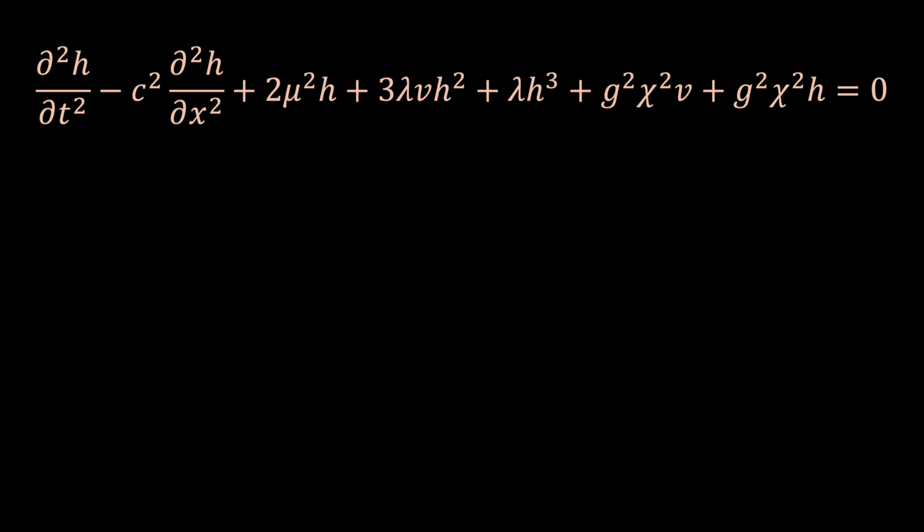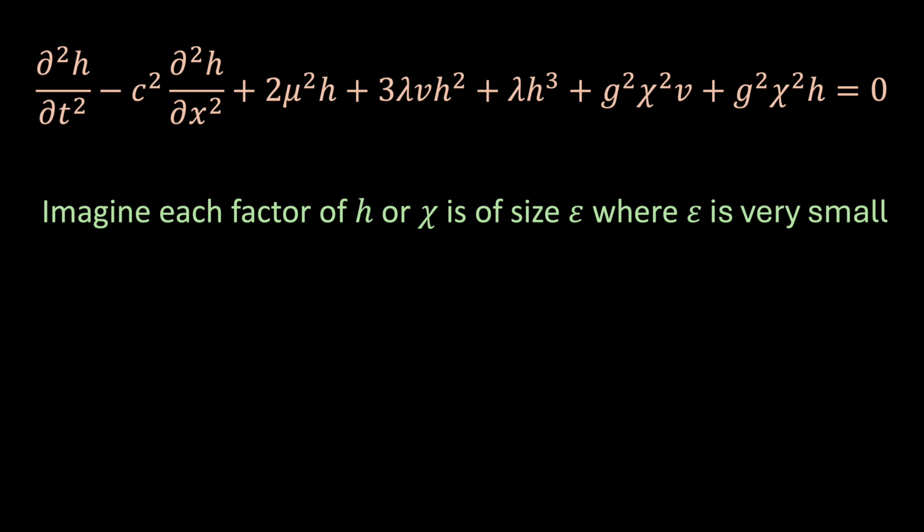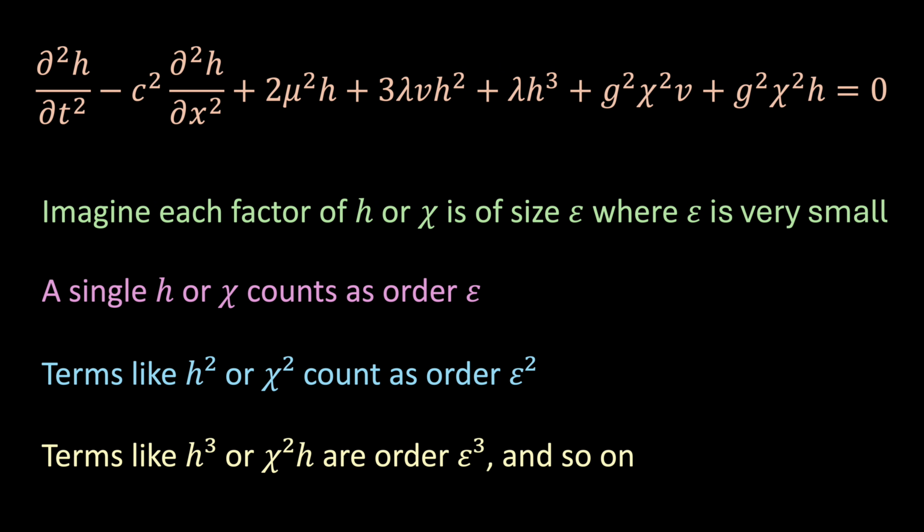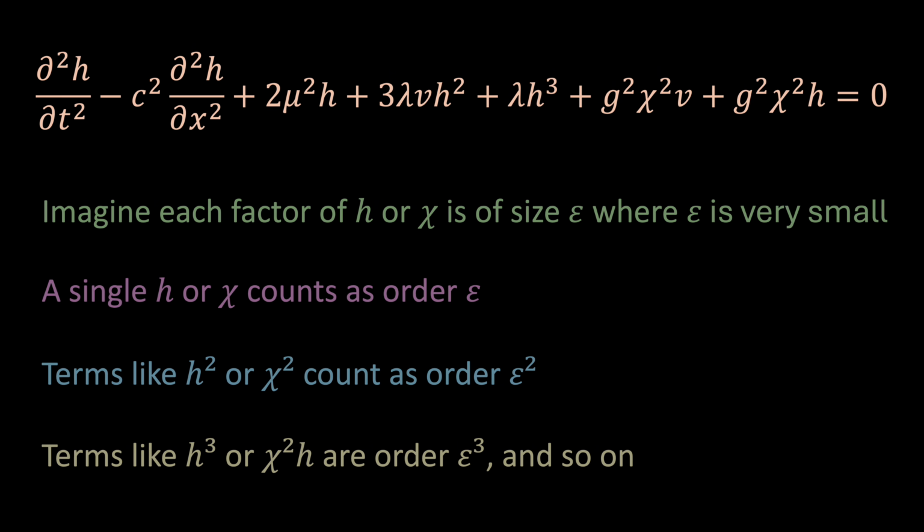To keep track of this, imagine each factor of h or chi is of size epsilon, where epsilon is very small. Then any term in the equation containing a single h or chi counts as order epsilon, whereas terms like h squared or chi squared count as order epsilon squared, and terms like h cubed or chi squared h are order epsilon cubed, and so on.